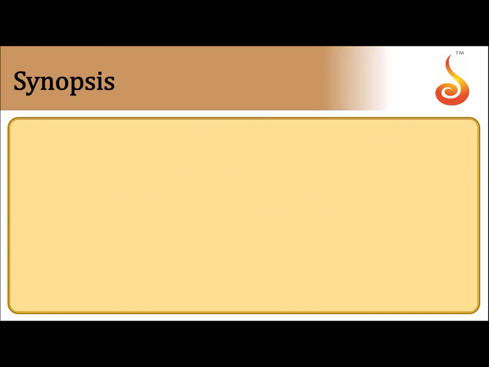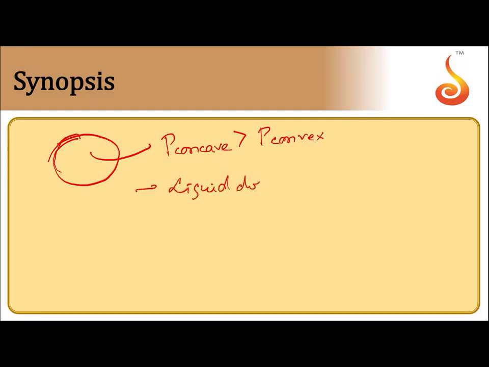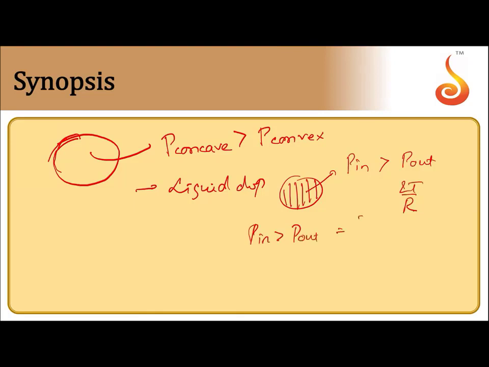If I consider such a liquid drop, or maybe a bubble, or maybe a cavity inside liquid, etc., there is an excess pressure. Suppose I consider this concave side. The pressure on the concave side is greater than the pressure on the convex side. Now, you may ask, by what value is this pressure greater? Suppose I consider a liquid drop. In the case of a liquid drop, the pressure inside is greater than pressure outside by a value 2T by R.